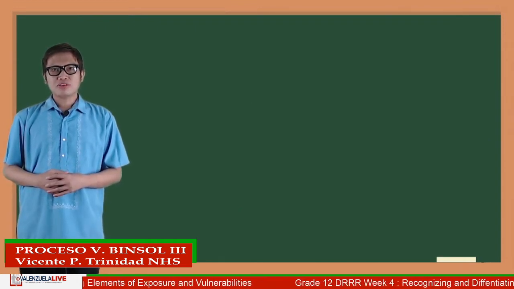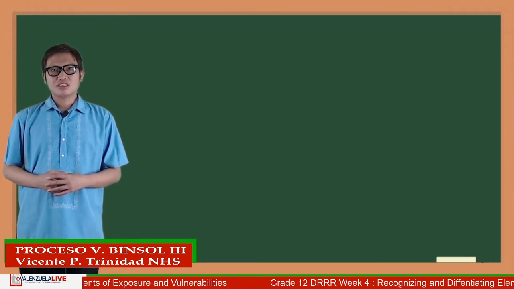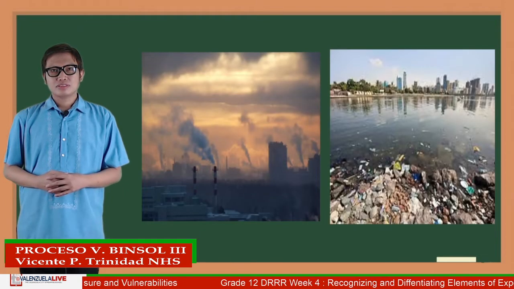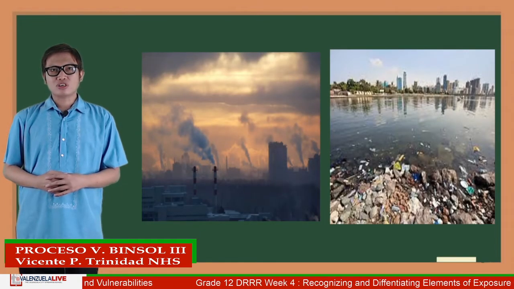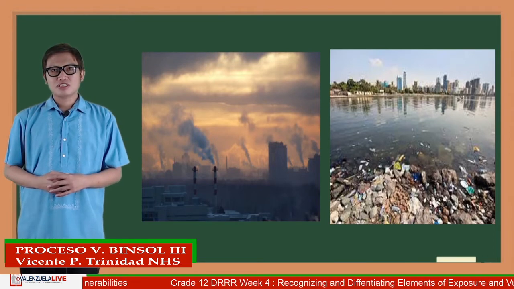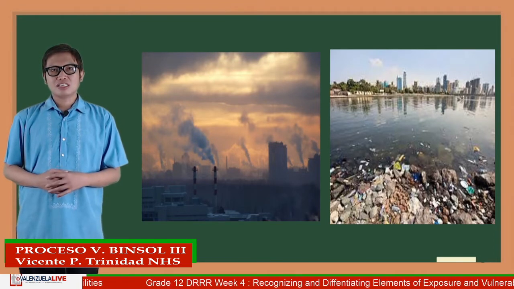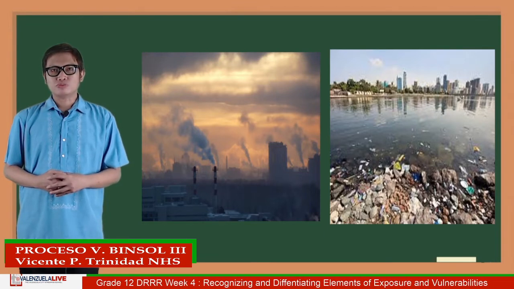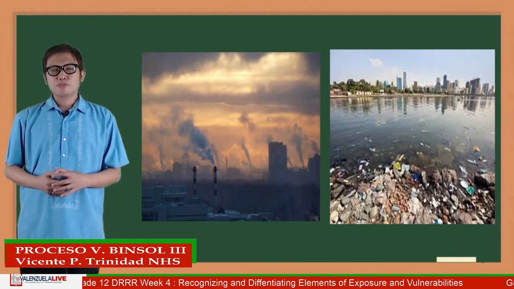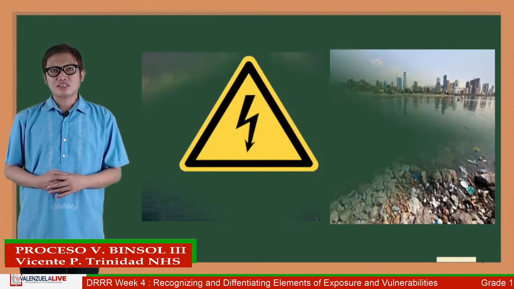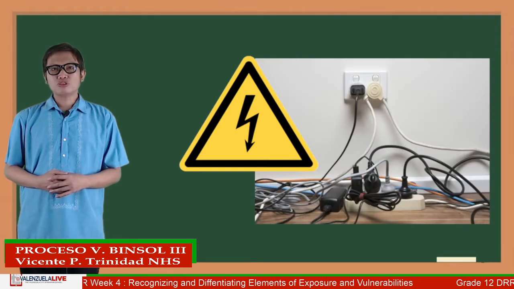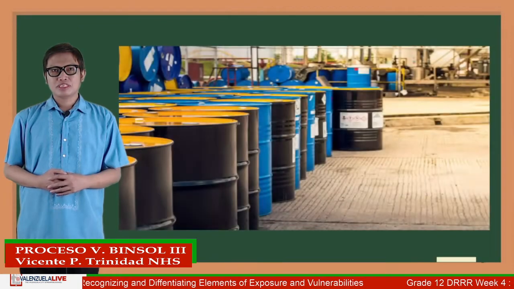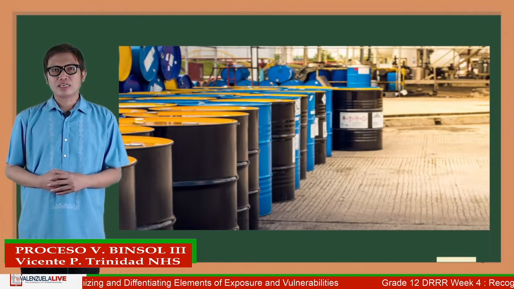Now, these are the following images which are seen here. Image number 1. This describes air and water contamination or pollutants that can cause widespread diseases and harm to the environment. Image number 2. This represents electrical hazards such as faulty or octopus wiring. Image number 3. Chemical contamination or chemical spill.